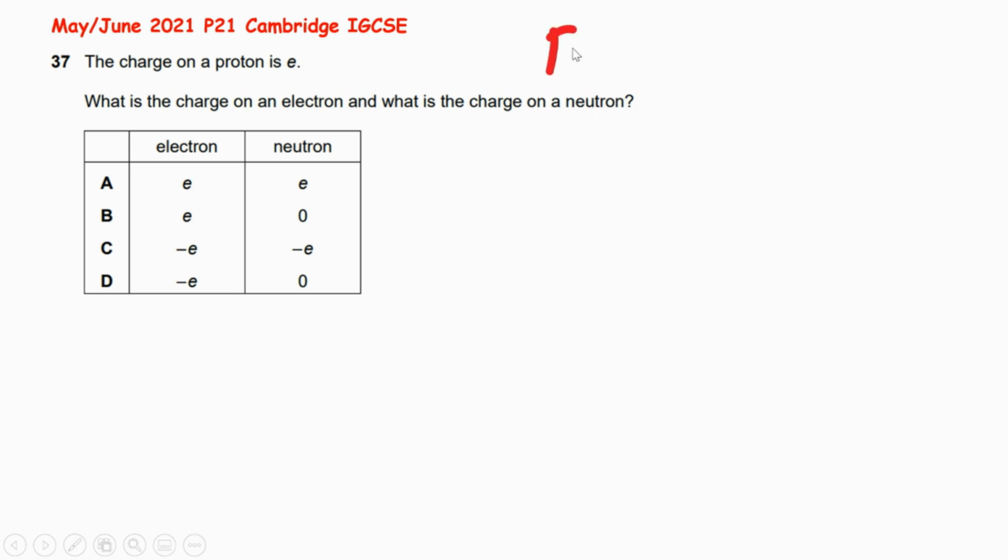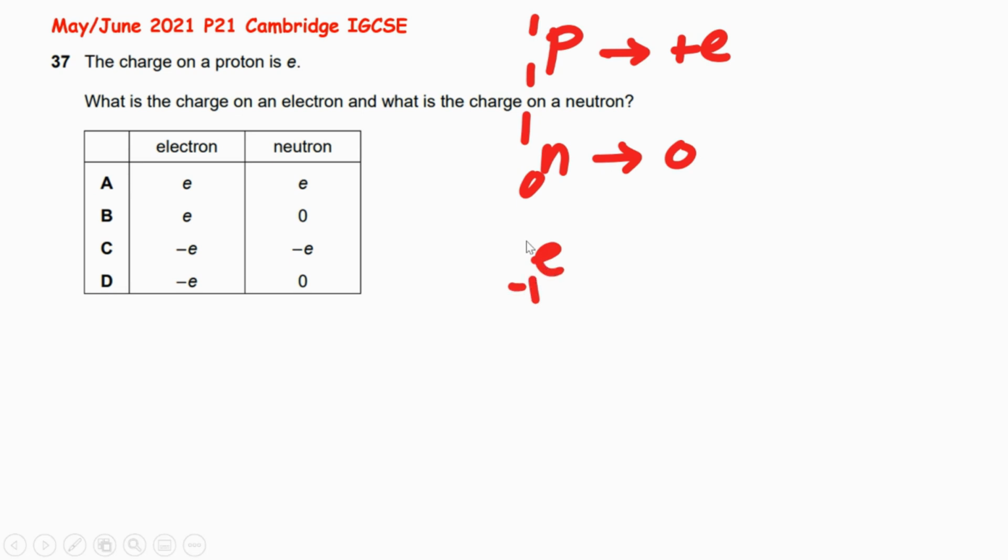Okay, you see the proton is 1, 1, and it has one mass number, the top right, and the one atomic number on the bottom left here, which means it is positively charged, plus E. For the neutron, which is N, 0, 1, it has one mass number and the atomic number is zero, which means it's neutral, which is zero. And for the electron here, which is -1 and 0, it has zero mass number and is negatively charged, revolving around the positive nucleus. So the correct answer is D.